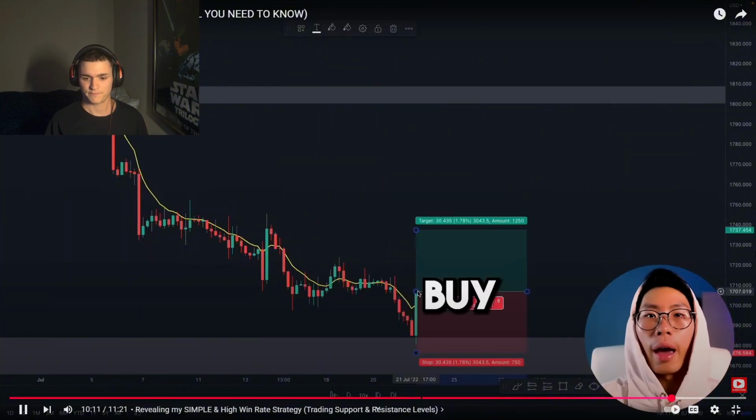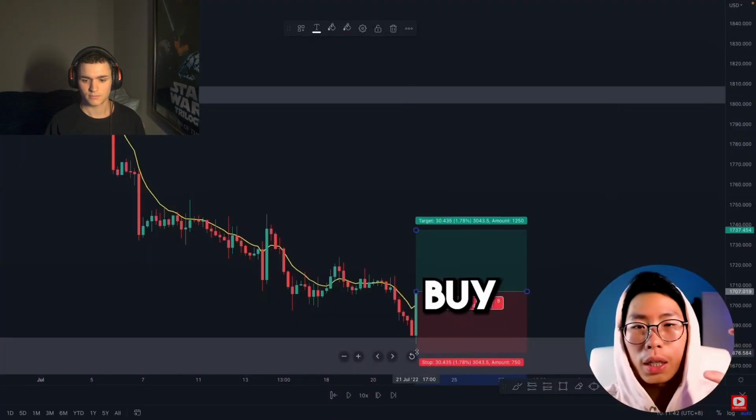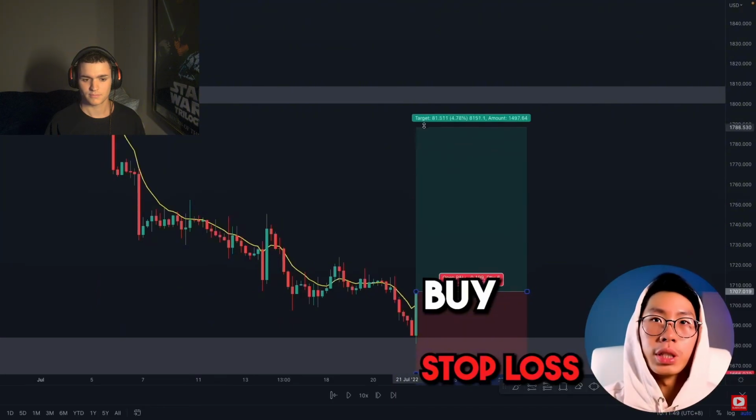For a buy right here. And I'll place my stop loss once again below this support level. And I can't really see because my camera is in the way. Yep, so I'll place my stop loss below this key support level and place my take profit all the way up at the next key level, which is this resistance level. No partials.